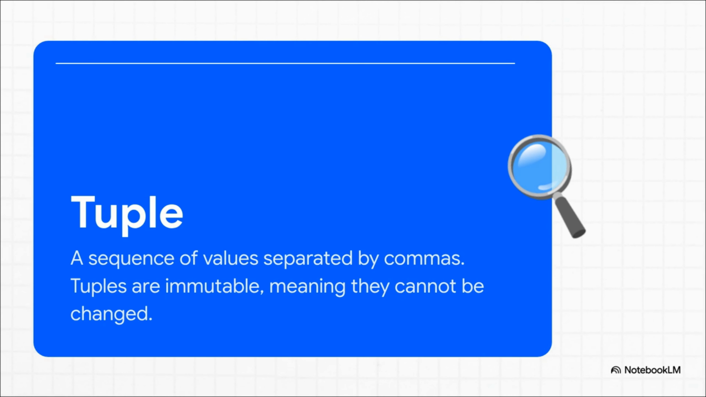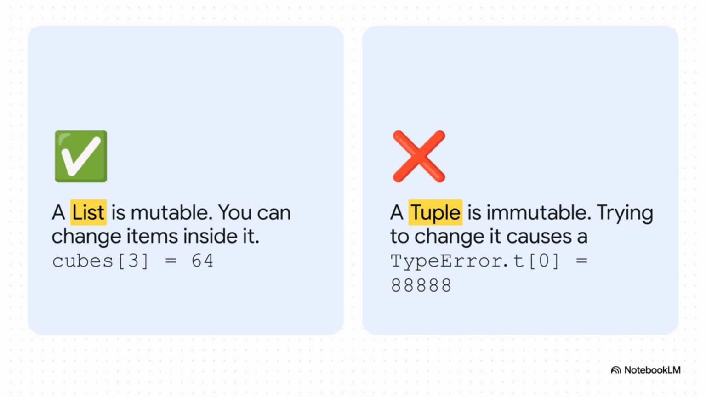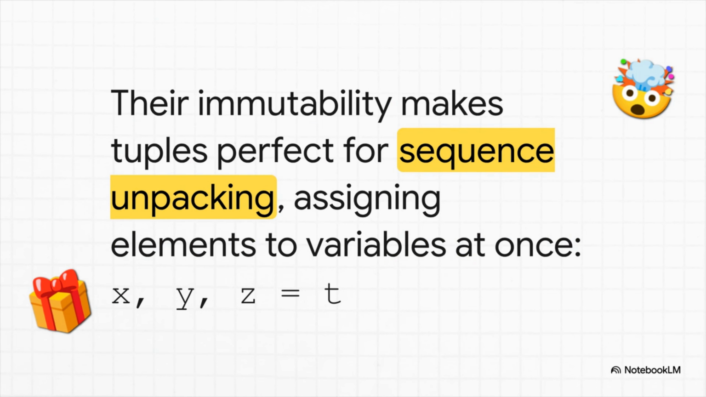And this slide just shows that difference perfectly. Over on the left, we edit our list of cubes. No problem at all. But on the right, when we try to do the exact same thing to a tuple, bam, Python throws a type error. It's literally protecting that data for you, enforcing that rule. This cannot be changed. So you might be asking, why would I ever want something I can't change?